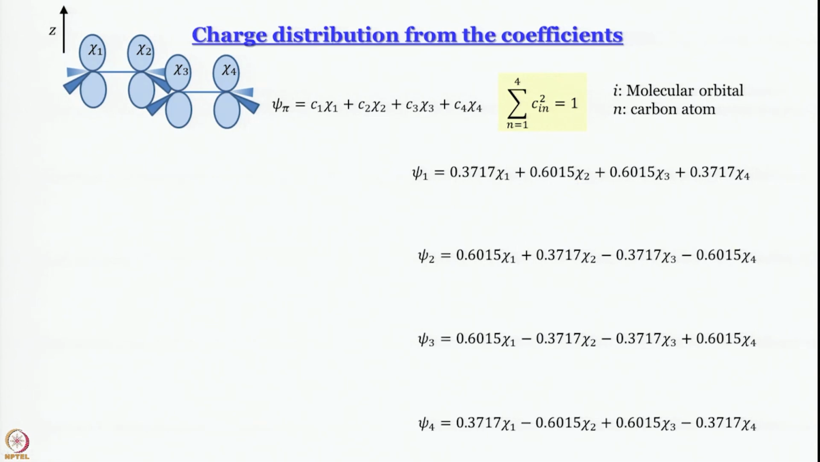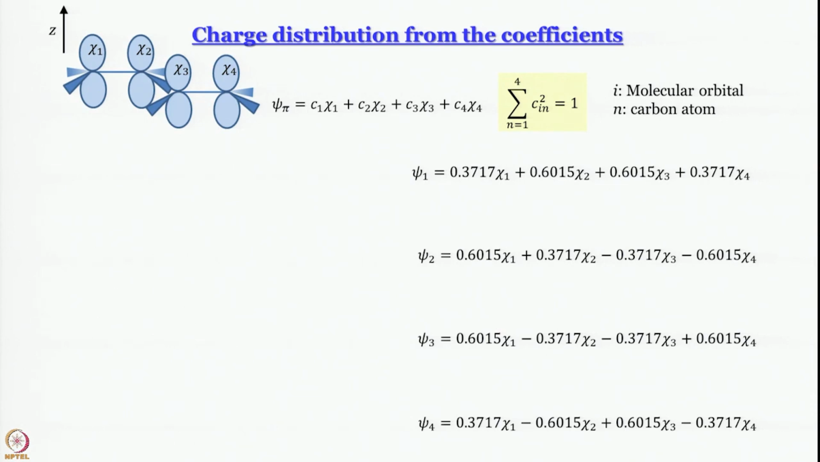Now, this sum over i, sum over n, Cin square, that has to be equal to 1, is it not? Because this sum of squares is like this over the atoms. And if you remember, this chi1 is normalized when you sum like this. So, what happens when you take the squares, just square and add? Well, the sum of squares turns out to be 1. Just do it yourself: 2 into 0.3717 square plus 2 into 0.6015 square will turn out to be 0.999 something, okay, 1.